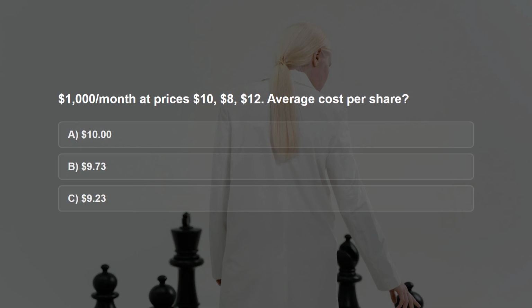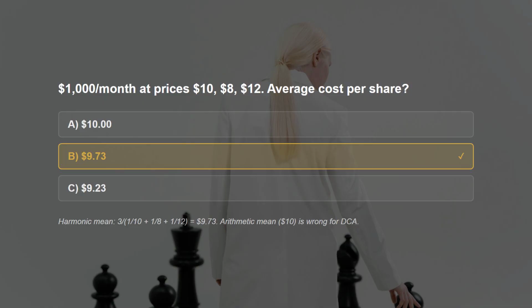Shares bought: 100 plus 125 plus 83.33 equals 308.33. Total invested 3,000. Average cost 3,000 divided by 308.33 equals $9.73. This is the harmonic mean. 3 divided by the quantity 1 over 10 plus 1 over 8 plus 1 over 12, which equals 9.73. C is too low. A common mistake is dividing total invested by total months instead of total shares.